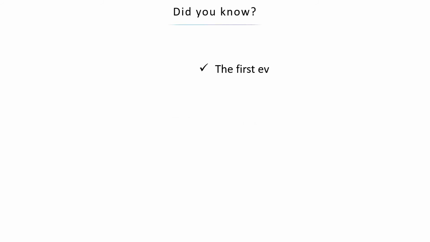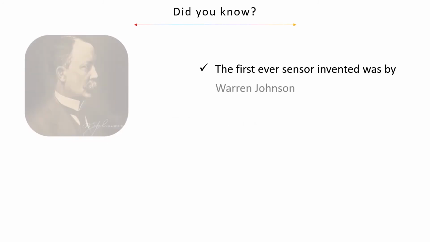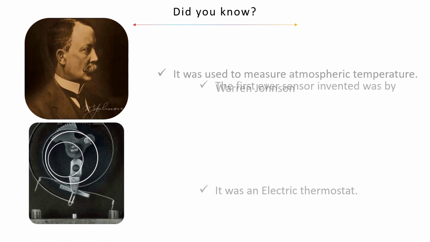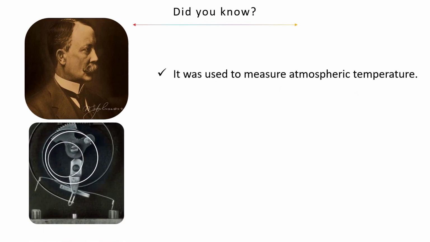Did you know? The first ever sensor invented was by Warren Johnson, and it was an electric thermostat. It was used to measure atmospheric temperature. And guess when it was launched in the market? It was launched in the year 1883.